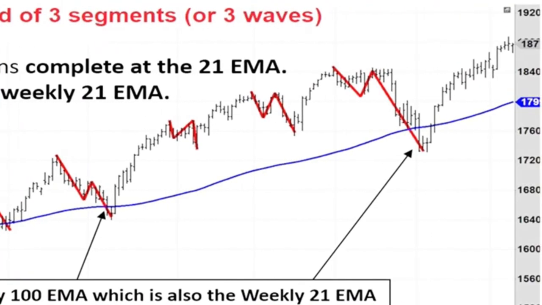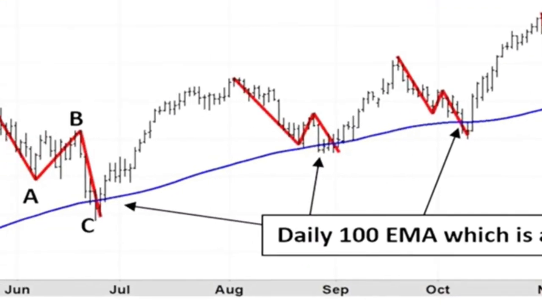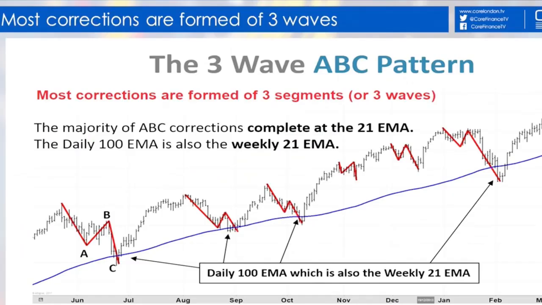Take a look. You see that these three-wave corrections usually tend to complete at the 100 moving average. I recommend your viewers always put the 100 daily moving average on the chart, which, by the way, is usually about the same level as the weekly 21 moving average, so the two usually are in unison. Not always, but most of the time.